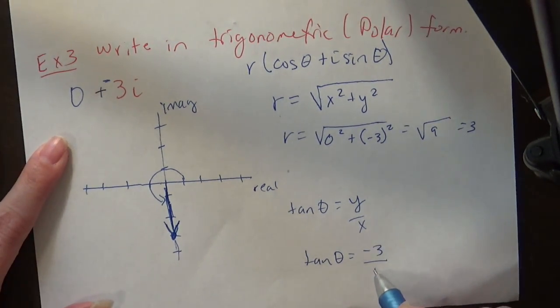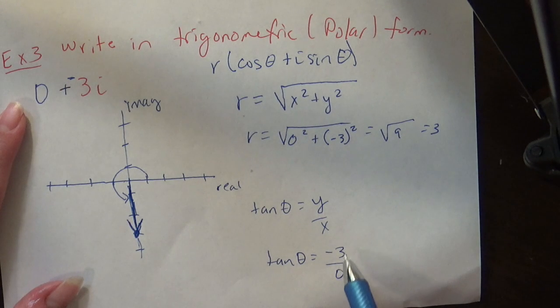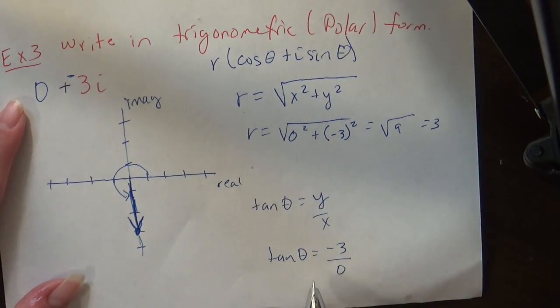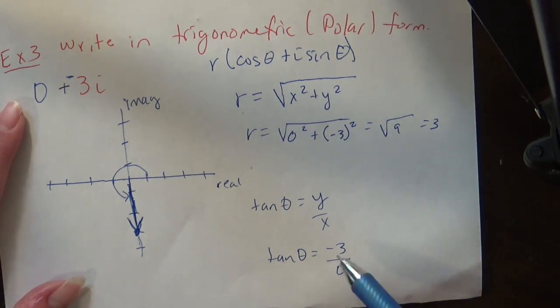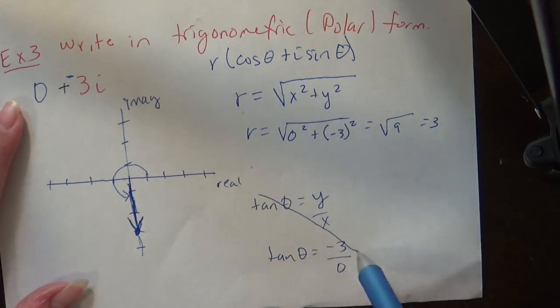So we would have 0 for x. Now, of course, this is an undefined result, -3/0. So it's not going to work for us to go this route for this particular problem because we've got a vertical line here. But for most problems, you would need to use this to help you find theta. Once you got to this point, you would next take tan inverse to solve for theta. But again, it's not going to work for this one, so we don't need it here.